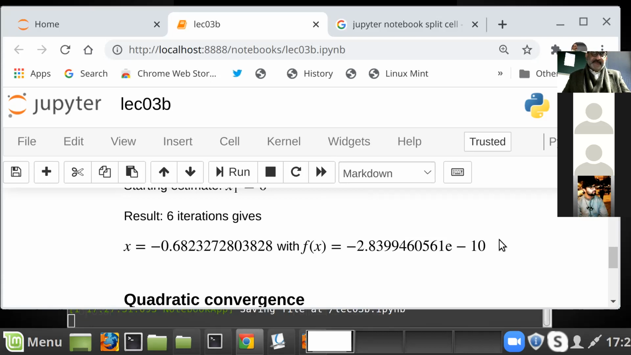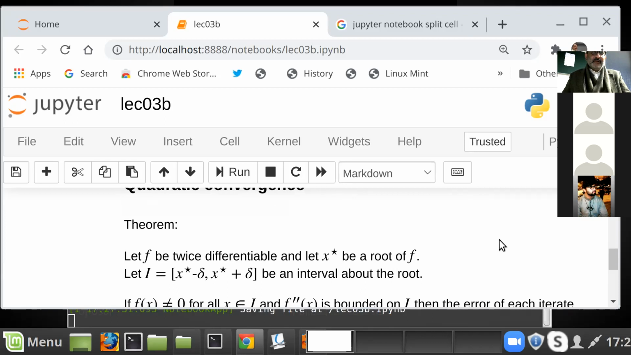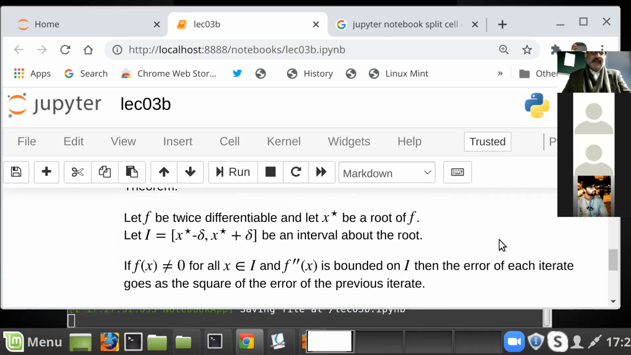Now, the convergence to the root is very different. If it actually converges, you will get quadratic convergence. So if f is actually twice differentiable and x star is the root, and you've got some interval about the root, x star minus delta to x star plus delta, and your f prime of x is not equal to 0 within that interval, and your second derivative is bounded on the interval, then the error of each iterate goes as the square of the error of the previous iterate. So if you've got a reasonable guess for a reasonable function, then it will get to a good approximation of the root very quickly. Okay, much more quickly than in the previous one.